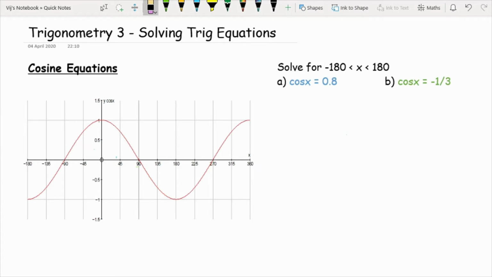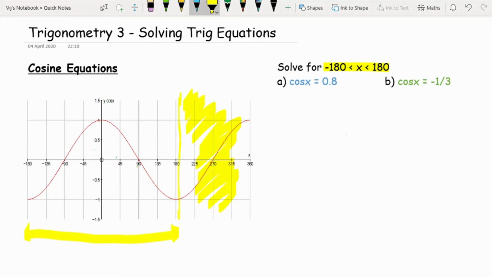As you can see I've already pre-drawn my cos x graph. I've extended the graph from -180 to 360, and it's worth always paying attention by reading the question carefully and noting what the range is. So for this set of questions we're only looking for ranges between -180 and 180. So anything beyond this here is going to be absolutely useless. So I'm just looking at this range here.